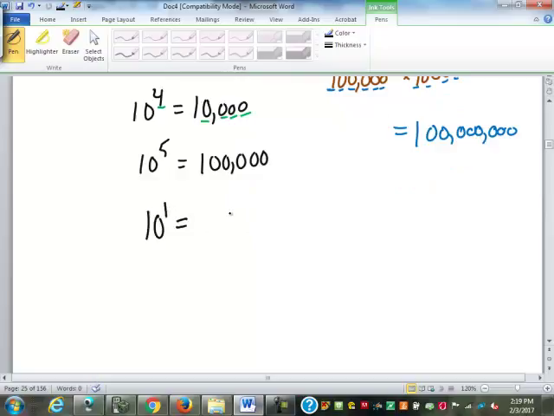Now to keep going, of course, 10 to the power of 1 is what? 10. Anything to the power of 1 is itself. 10 to the power of 0 is? What's 10 to the power of 0? It's 1. Very good. Anything to the power of 0 is 1. Now that's something to make a note of and to keep in the back of your mind, because I might have a little bit of a twisted sense of humor sometimes, and you may at some point in the future see a problem on a test or a quiz that might look something like this.